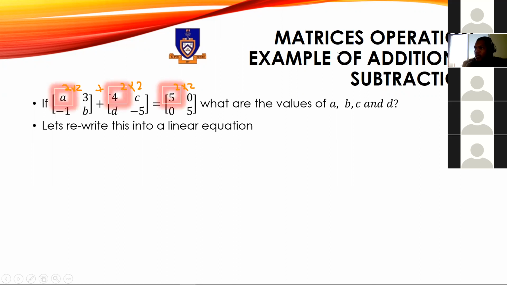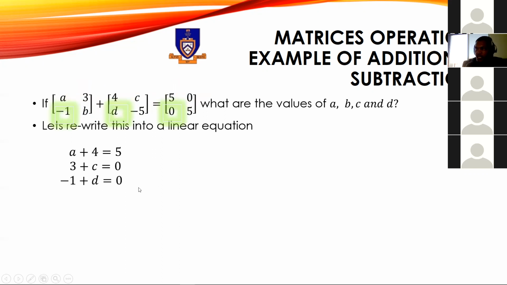So here, that is what we did. We look at that. That's the A plus the 4, which equals the 5. We look at the second element again. That's the 3 plus the C equals 0. We look at the next position element there. That's the -1 plus the D equals 0. And then we look at the other element over there. That's the B.